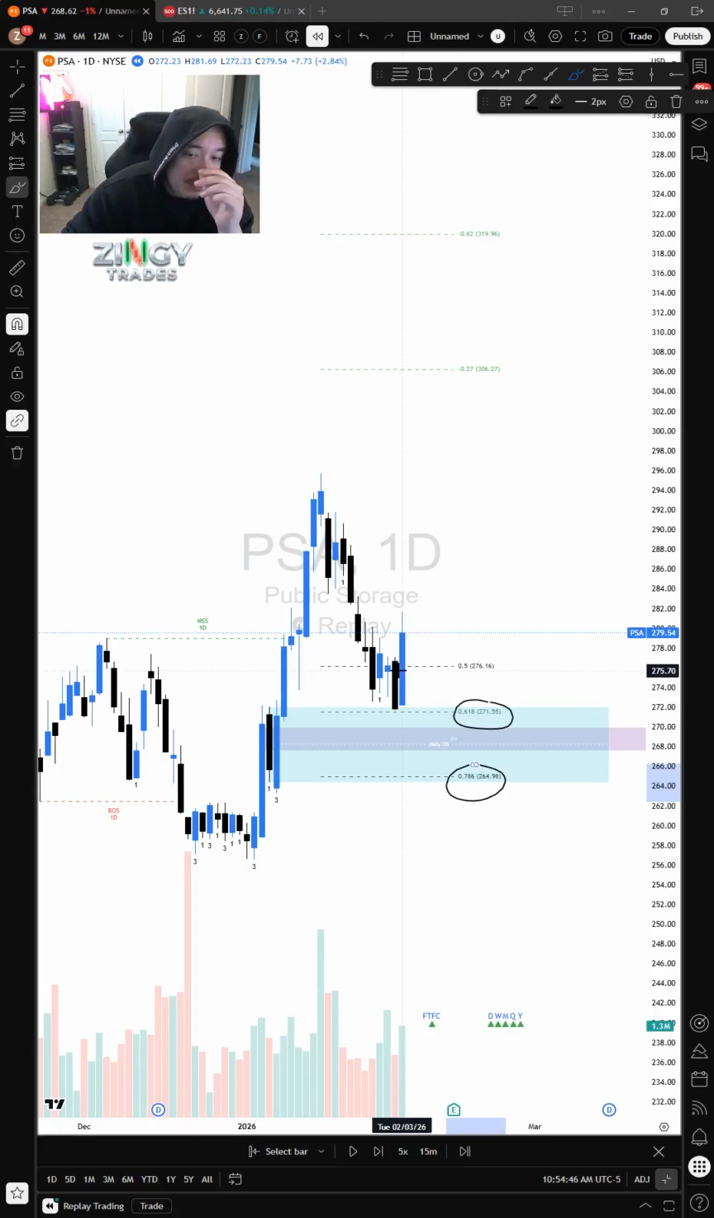Now, honestly, OTE alone means next to nothing, right? You need to have context. If you're just drawing fibs from every single swing and buying at the 0.618, you're going to get chopped up. The trade's not going to work. So the level by itself has no edge. OTE I use as a location tool. It tells you where price might react.